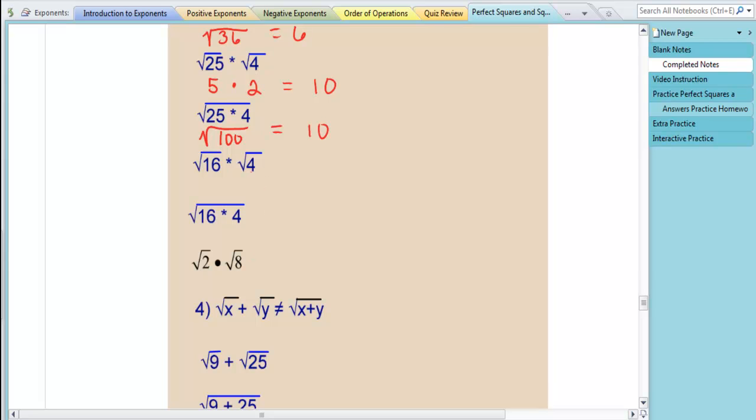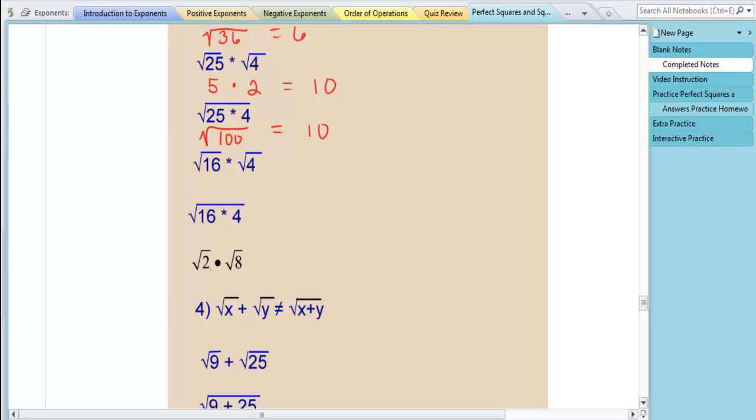Next, we have the square root of 16 times the square root of 4. So which do we do first here? We should take the square root first here, right? What's the square root of 16? 4. What's the square root of 4? 2. Good. What's 4 times 2? 8. Now if we multiply 16 times 4 first, do you know what that equals? It equals 64. What's the square root of 64? 8.